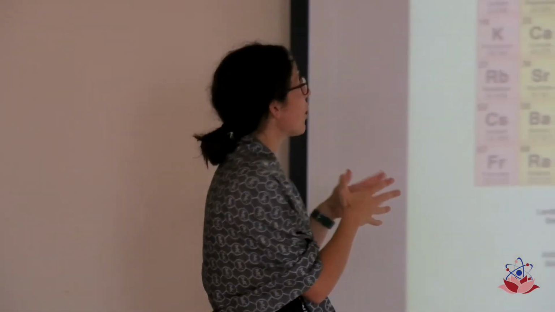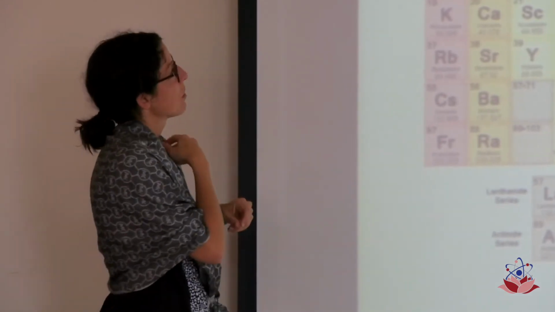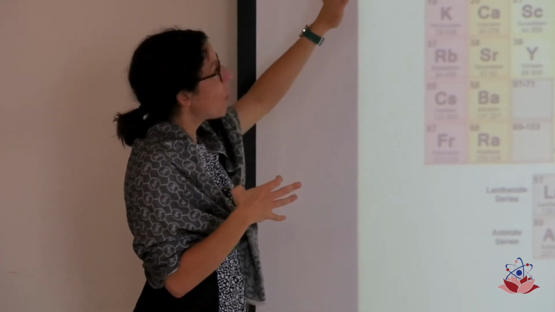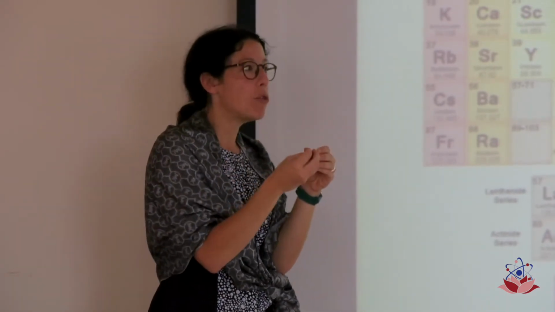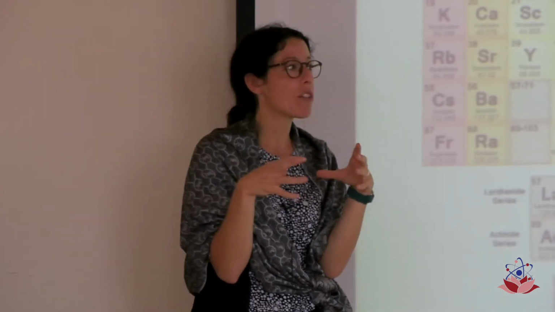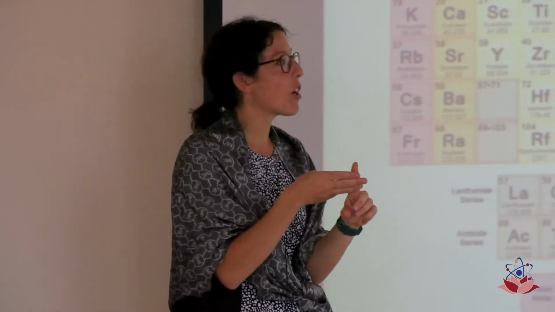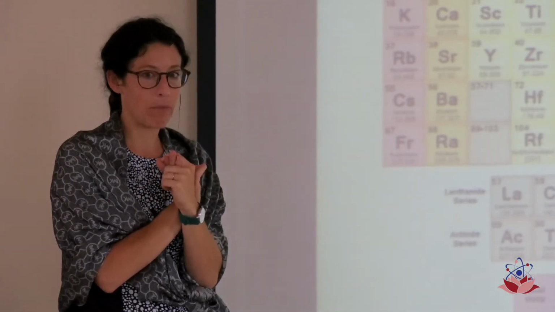So I want to highlight a few more interesting facts about the periodic table. So we know that the atom is a nucleus surrounded by electrons. So which of the protons, neutrons, or electrons, which of those determines the size of the atom?